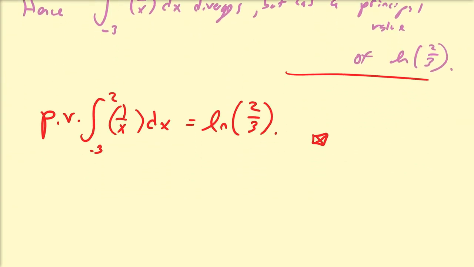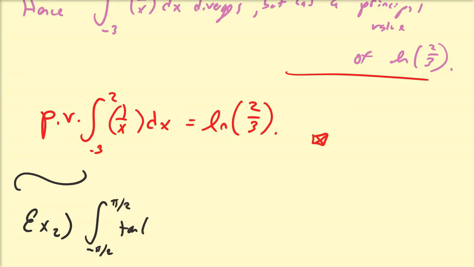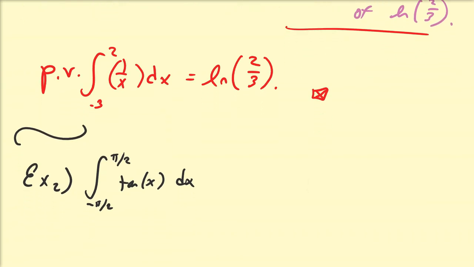So let's look at another example. Example 2: what is the integral from -pi over 2 to pi over 2 of tangent of x dx? The first thing to observe is that tangent of x, recall, looks like this, and we have vertical asymptotes at plus or minus pi over 2. So therefore, this value is infinite on both of them.